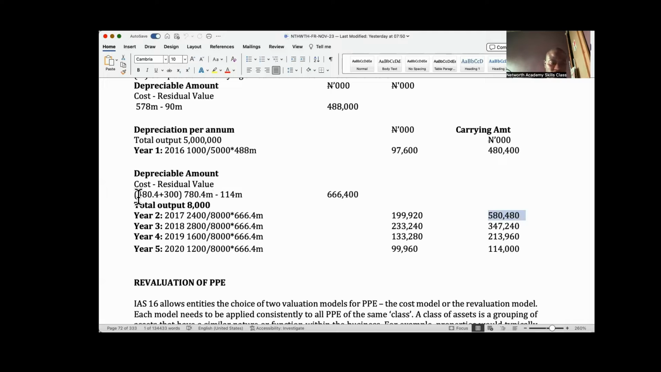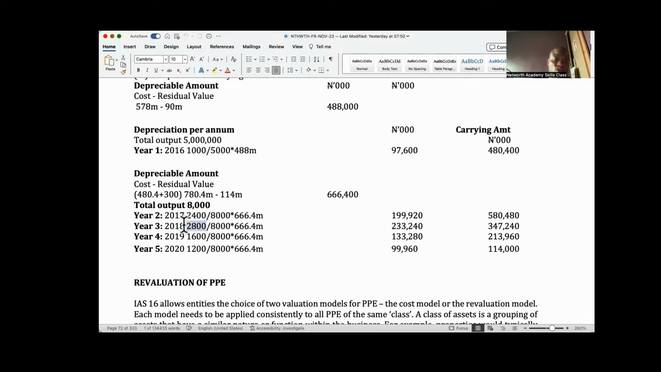Then my carrying amount, don't forget, is always cost minus accumulated depreciation. Since this 480,000 has already considered the deduction of depreciation in year one, my cost will now be 780.4. If I deduct this 199,920, that will give me my carrying amount of 580,480.